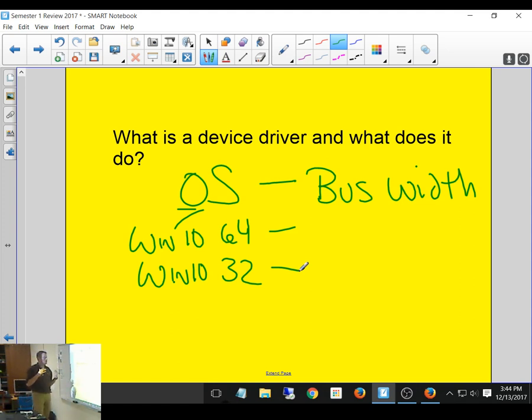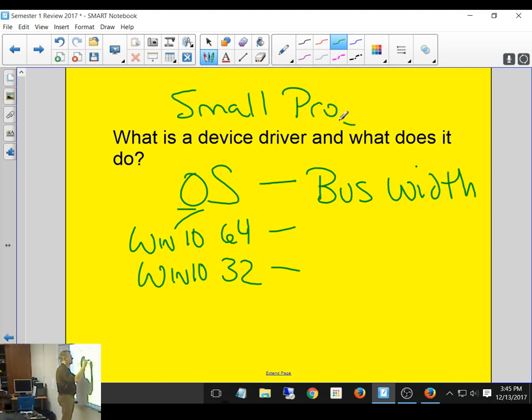And there are hardware manufacturers that didn't make 64-bit drivers, which means you can't go from one to the other and have those things work. We have that case with some of our TV cards. They just don't work with 64-bit. They work fine with 32. So device drivers are simply small programs that we have to get. Sometimes they load automatically with Windows because Microsoft already found them, but they're programs that are loaded by the operating system to make hardware work.